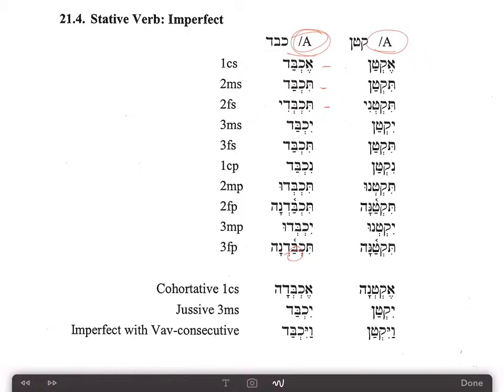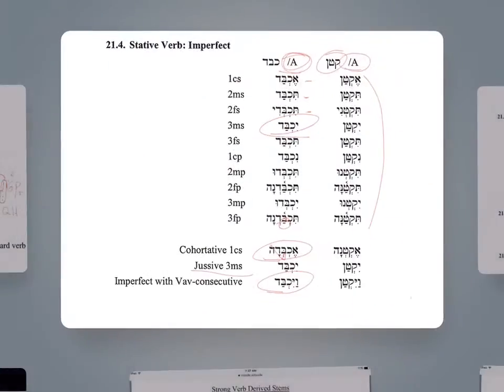In the statives, we'll have to tell you. Okay? And then with katon, it is an O class in the perfect, but in the imperfect imperative, it's A, so it looks just like our kaved. Notice the cohortatives, same thing. Use the first person imperfects, add the A and reduce the R2. Okay, jussives look just like the 3MS's, and then with the Vav consecutive, yeah, very good. Looks like that. Okay, let's keep rolling here.